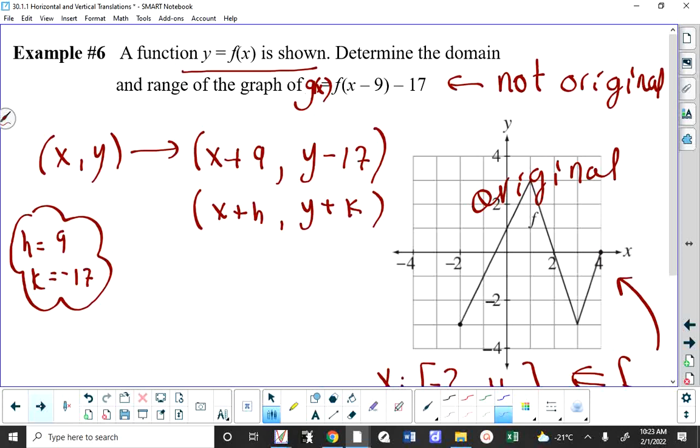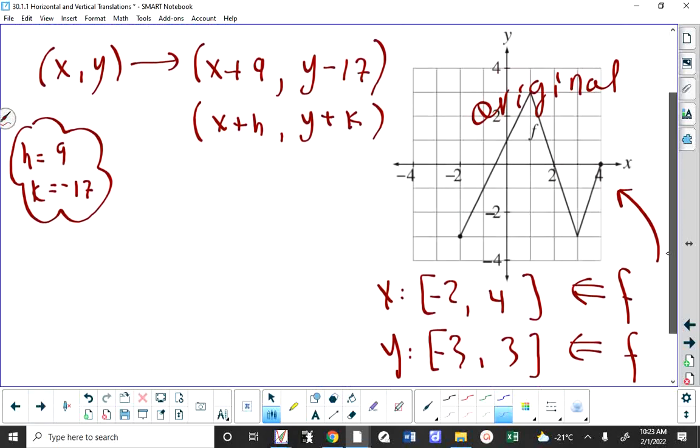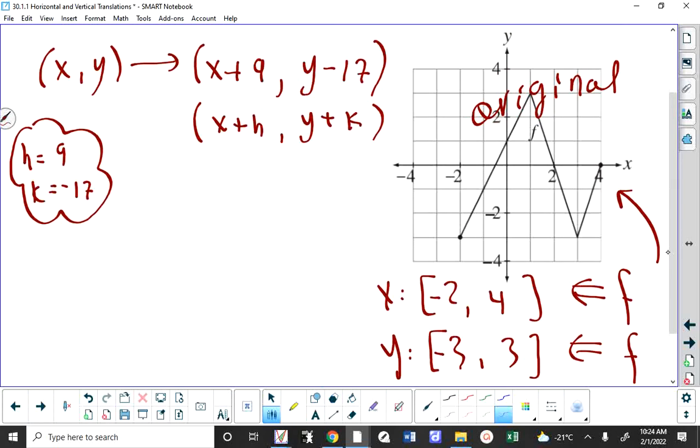So if the original domain is negative 2 to 4, and we know either by looking at mapping, looking at h, or just looking at the fact that it's x minus 9, we know things get shifted 9 to the right, then each of these two x values will grow by 9. If the smallest value was negative 2, and we shift everything 9 to the right, then correct me if I'm wrong, negative 2 plus 9 is 7. And the biggest value of x was 4, and we shift every x coordinate 9 to the right, this will be 13. Because 4 plus 9 is 13. This is for domain. I don't know that we can get away with writing it this way. I think the x should probably be written first, but that doesn't matter.